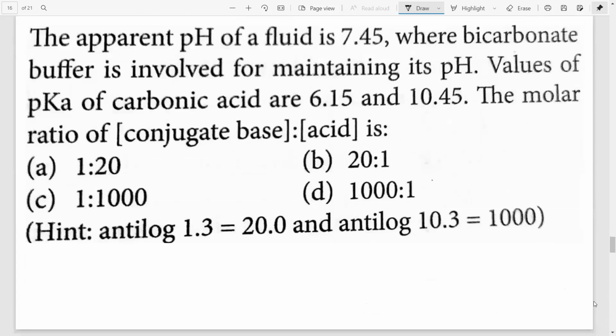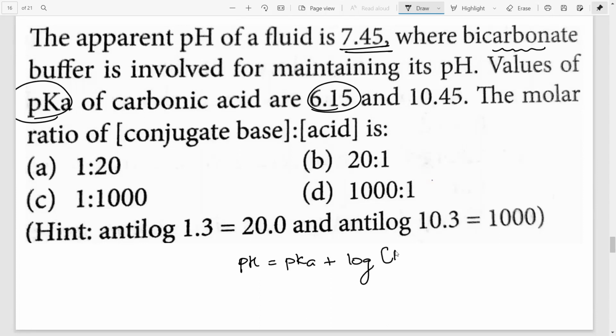Now the similar one says the pH of the fluid is 7.45, where again bicarbonate buffer is involved. The pKa of carbonic acid is given as 6.1. The question asks for the molar ratio of conjugate base to acid. Again, same thing: pH is equal to pKa plus log of A minus upon HA. Pause the video and try to solve it on your own to see if you get the right answer.